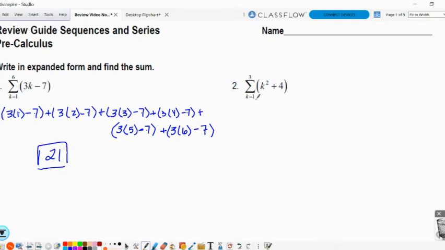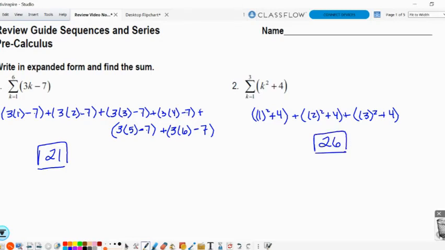Same idea in number 2. Add the first up to and including the third term using the formula k squared plus 4 to find the terms. Our first term, our second term, and our third term, all added together is 26. So the terms listed are the expanded form, and the sum is the final answer.